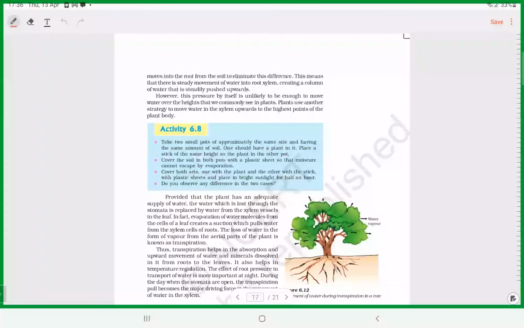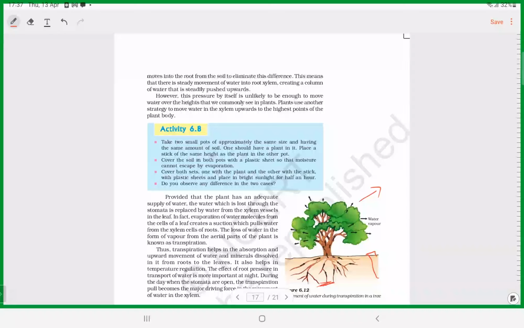So where do they go from the root? Leaves. Where are the leaves present? On top of the plant. See, look here. Water is absorbed through the roots from the soil. It goes to the root, then stem, branches, leaves. So water is transported, you agree with me? Along with water, all minerals are transported. So this is one mode of transportation in plants.